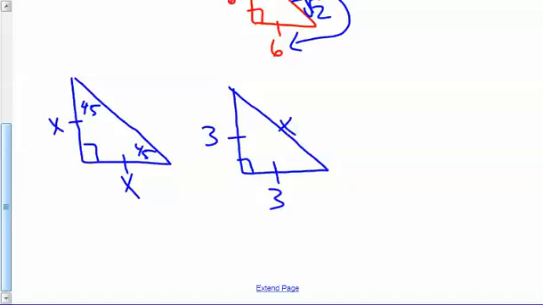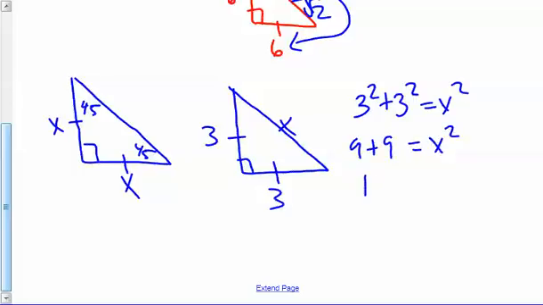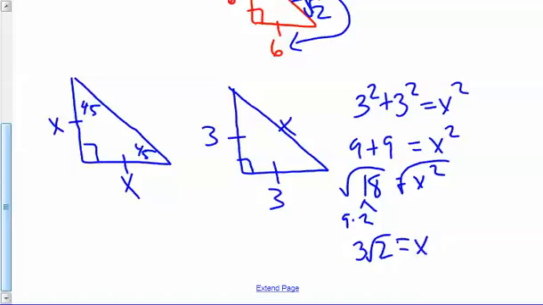So what you would do is say 3 squared plus 3 squared equals x squared. So what does that give you? 9 plus 9 equals x squared. 18 equals x squared. So the square root of 18, square root of x squared, well, that's 9 times 2, so that's 3 root 2 equals x.